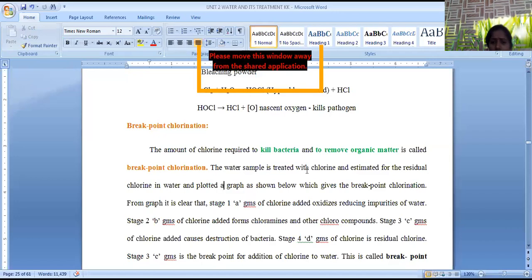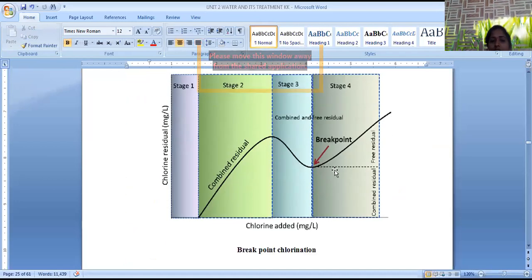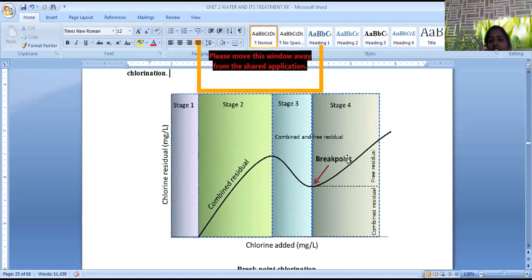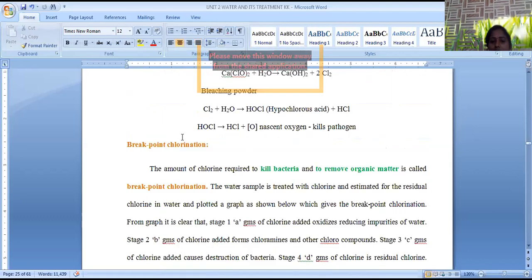Okay. So in this, what we have to do is add an estimated amount of chlorine. That chlorine has different functions, multiple actions, which are represented in this graph. Here we are plotting the graph between chlorine added on the x coordinate and residual chlorine on the y coordinate. We will get different segments, and one curvature is obtained in this breakpoint chlorination. Stage 1 is called the A segment, stage 2 is called the B segment, stage 3 is called the C segment, stage 4 is called the D segment.